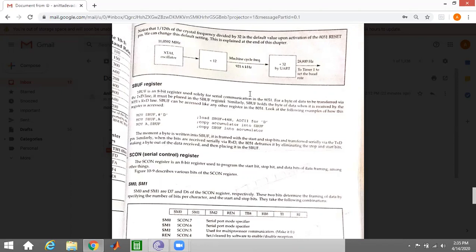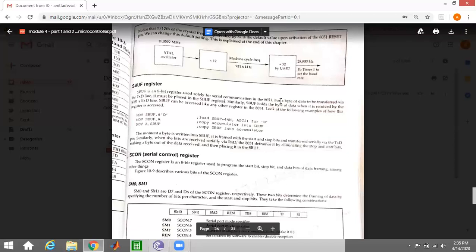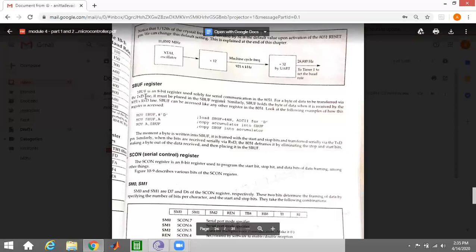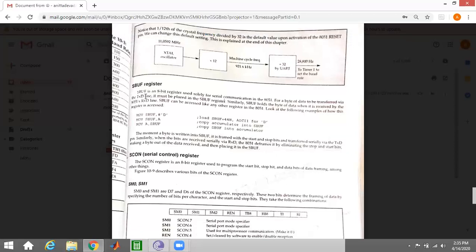Okay, so they are giving an example of how we have to transfer data. For a byte of data to be transferred via the transmission line, if you want to transfer data on the transmission line, it has to be kept in the SBUF register.